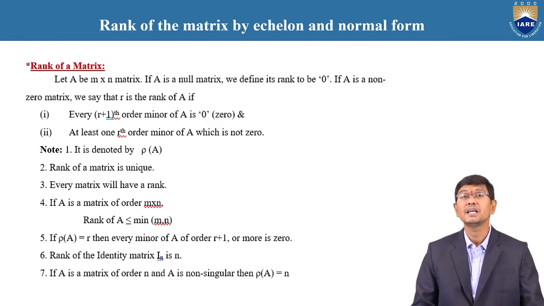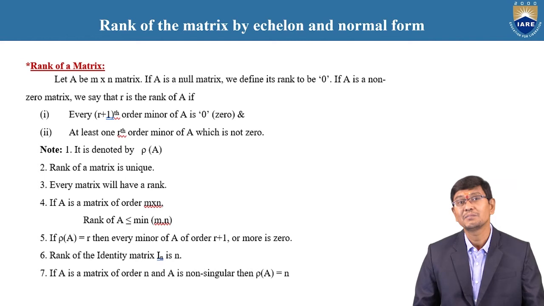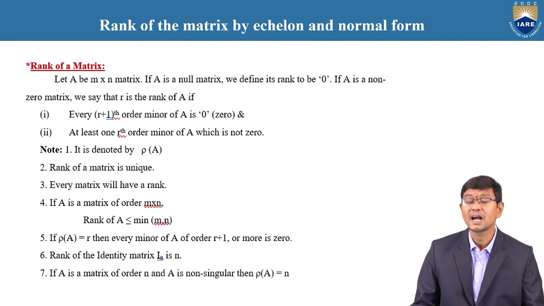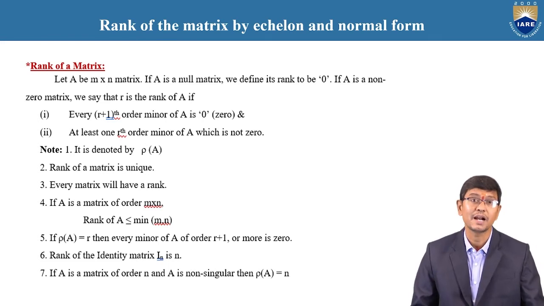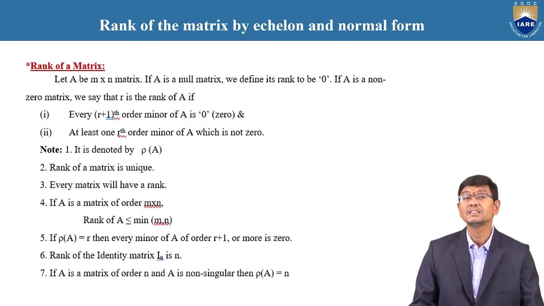And one other note condition, based upon the rank of a matrix: if A is a matrix of order n which is a non-singular matrix, then automatically the rank of A is n. For example, if the given matrix A is a 3 by 3 matrix, and it is non-singular, that is, the determinant is not equal to 0, then the rank of the matrix is 3.